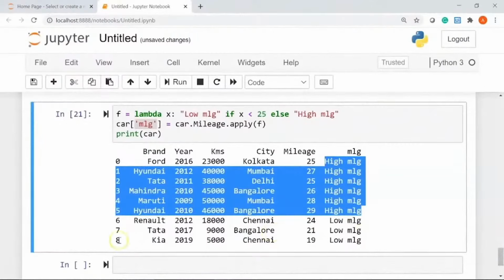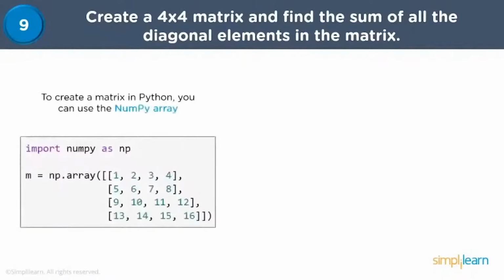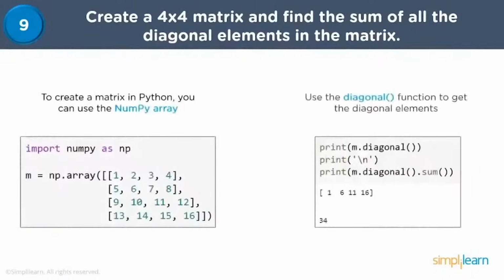Now moving to the 9th question. So this is our next question. We want to create a 4x4 matrix and find the sum of all the diagonal elements in the matrix. Data scientists often work with multi-dimensional arrays and matrices to build models. This question is related to an operation on a 4x4 matrix. So first, we need to create a numpy array of 4x4 shape, and then we'll see how to calculate the sum of the diagonal elements.